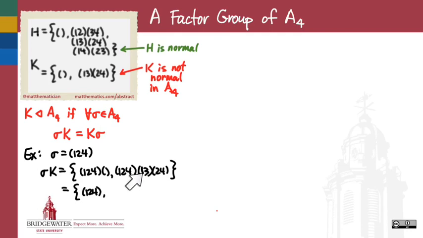So what does 1 do? 1 goes to 3, and then 3 stays put. So (1 3). And then 3 goes to 1, which ends up at 2.